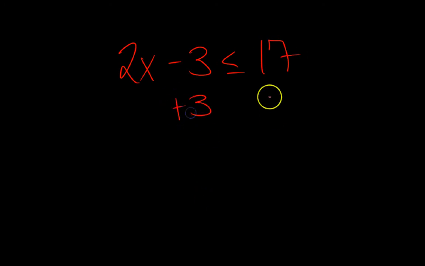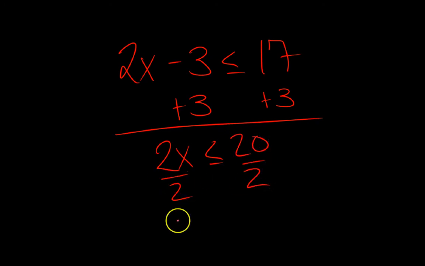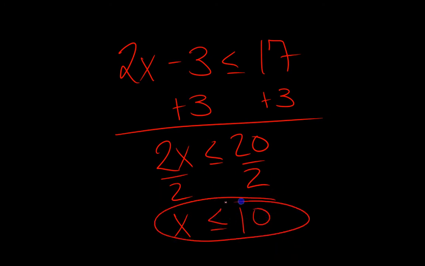Let's try a two-step. 2x minus 3 is less than or equal to 17. I'm going to add 3 to both sides. We're going to cancel out the number that's not attached to the variable, but on the same side as the variable. It gives me 2x is less than or equal to 20. I'm going to divide by 2, divide by 2, and x, that gives me 10. And here I divided, but it's not a negative number, so I'm going to keep my symbol the same.